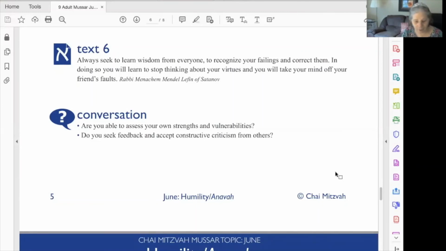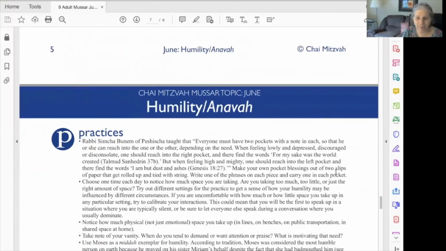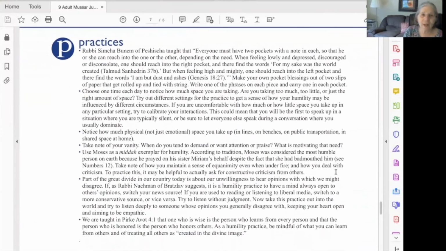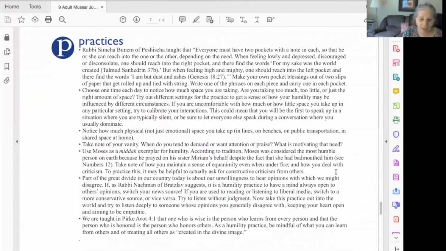Finally, we move on to the practices section. We have a rich section of practices for humility, for anava, and I'd like to focus on the first three. I find them particularly meaningful in terms of things I have tried and found rewarding to do.